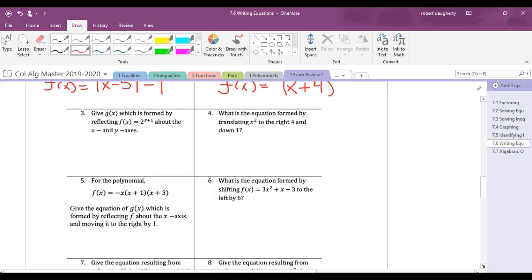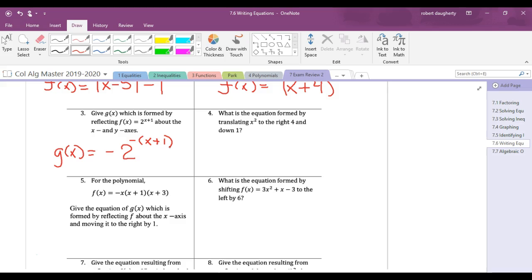Give g of x, which is formed by reflecting f of x about the x and y axis. So g of x equal, if I put a negative in front, that reflects it about the x-axis, okay? And then to reflect it about the y-axis, I'm going to have a negative in front of my exponent. So that has been reflected about the x and the y-axis.